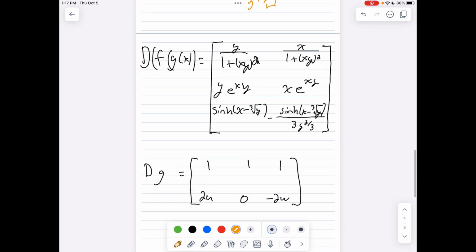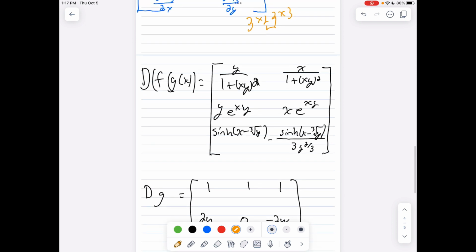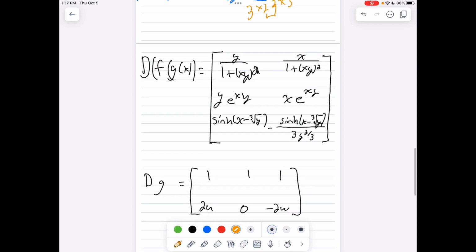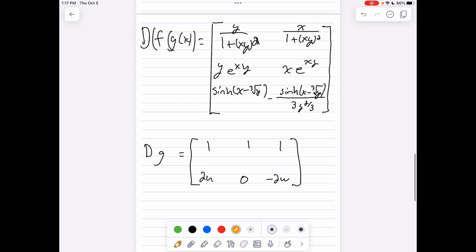And in case you're interested in what the actual values are, this is what I got for Df. I highly suggest you take the partials when you have time on your own, and you can verify them with what I have here. And this is what I got for Dg. So essentially you would just multiply those two results together, and that would be it.